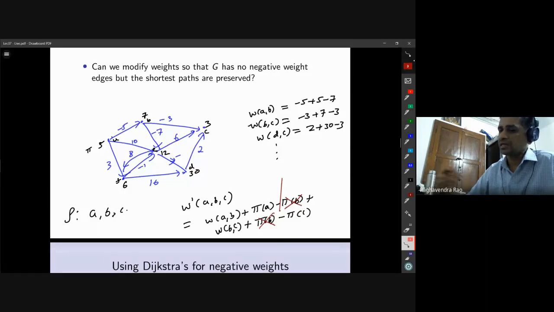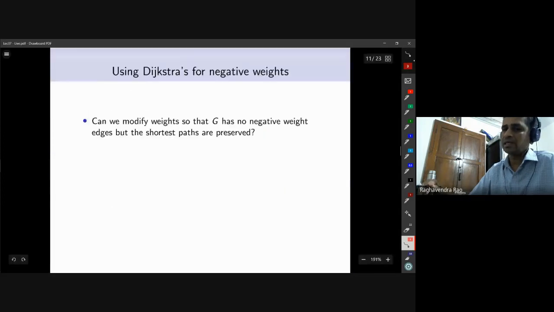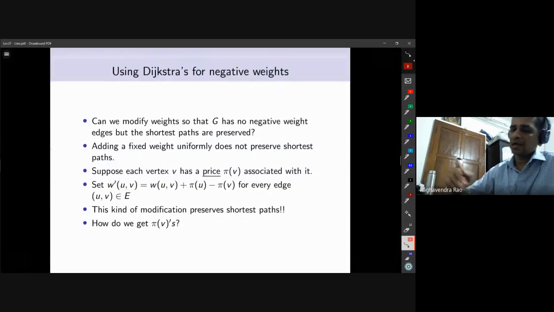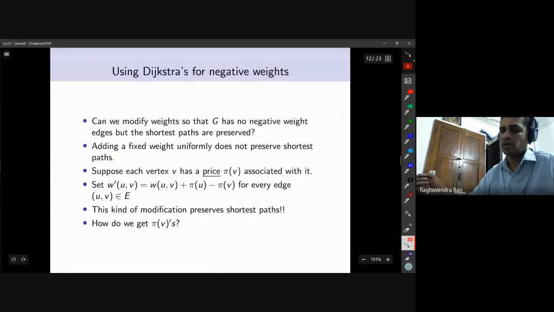Now the question is, is it possible to come up with such a pi? That is an interesting question that we don't really know yet. But what we can see is that this kind of modification can be made harmless. This kind of modification preserves shortest paths. Now the only challenge is how do we get such a modification?